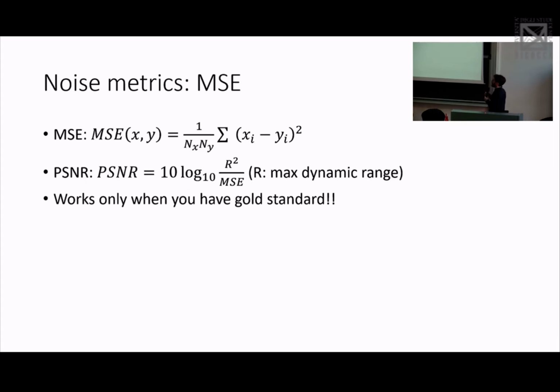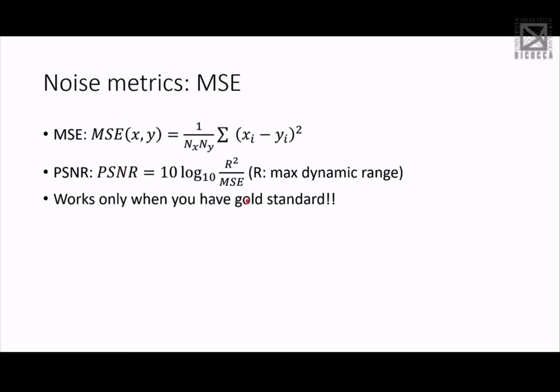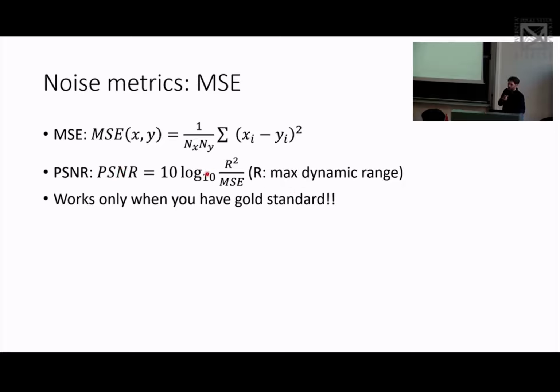And so we have some metrics of noise. This is the one that I've shown you. One of the most common ones is the mean square error, which indeed will be a very common loss function for all the AI-based processing that we do, because it comes from Gaussian assumptions about the noise. From that, we can get a peak signal to noise ratio, which just uses a logarithmic scale to compare the mean square error with some dynamic range. And this metric works only when you have a gold standard.